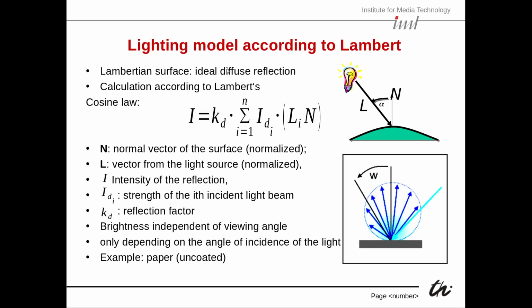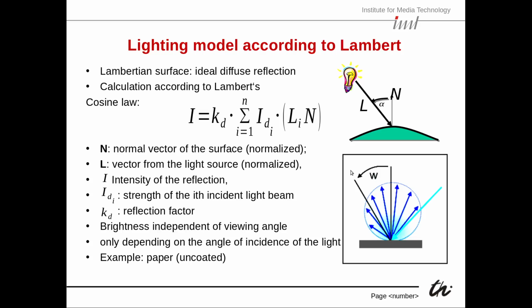Okay, so here's probably the simplest, the lighting model according to Lambert. This simulates a Lambertian surface, which is an ideal diffuse reflection. So it's like paper, right? You shine a light on it and you get something diffusely reflected. And the strength of the reflection, you can see it, depends on the angle that the light exits.